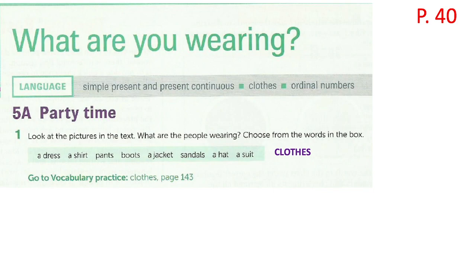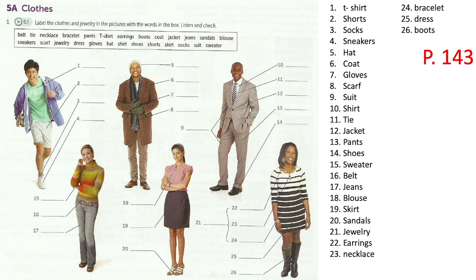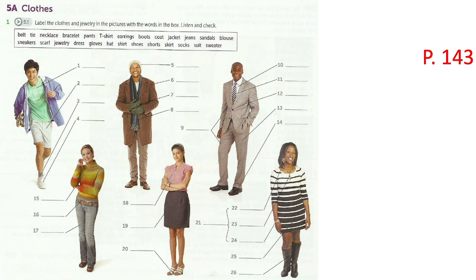So here on page 143, there is a bigger list of different clothes, as you can see here. All the people here are wearing different kinds of clothes. So here what we need to do is to match these words with the appropriate piece of clothing each person is wearing. Okay, so since we don't have enough time to do the exercise, or since we don't have the audio to do the listening part, we are going to do something.